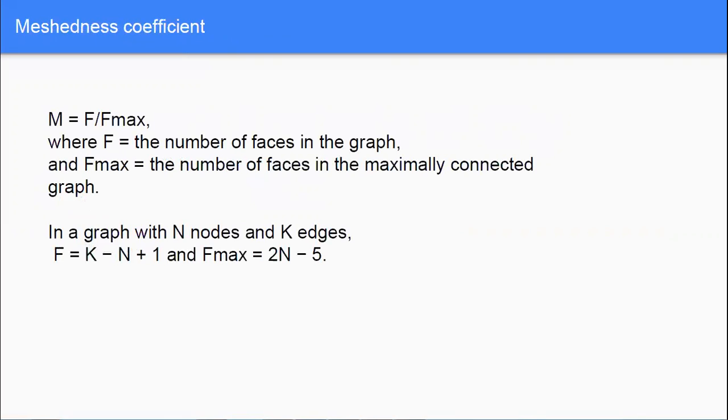So in their study, Cardio and others use the meshness coefficient in place of the clustering coefficient. The reason for this being, for many different planar graphs, such as square grids and a tree, they all have a clustering coefficient of 0. So here the meshness coefficient is defined as f over f max, where f is the number of faces in the graph and f max is the number of faces in the maximally connected graph, and their definition is further shown below.